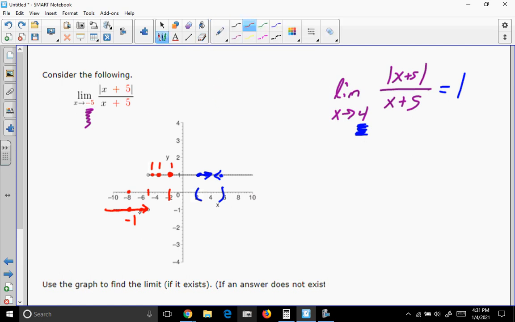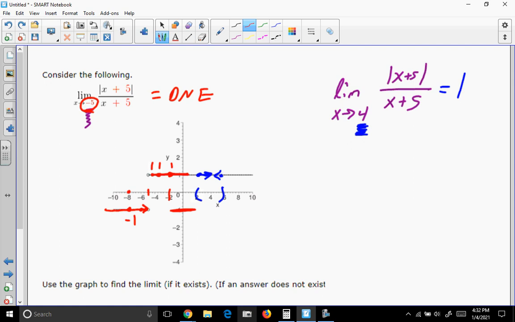So notice what happened. When we picked points to the left of -5, our y value approached -1. When we picked points to the right of -5, our y value approached +1. If we are approaching different y values from each side of our input, then this limit does not exist. So D and E, that limit does not exist.